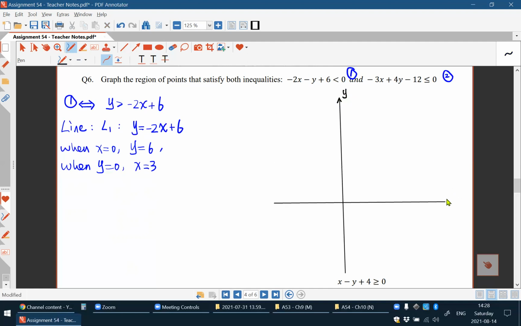Okay, y-axis and x-axis. First line passes through point (0, 6). Suppose 6 is here, and it also passes through (3, 6). 6 is there, and 3 should be halfway, about here, right? And note that the symbol is strictly greater than, so we need to use a dotted line to indicate strictly greater than. Okay, this is our first boundary line.